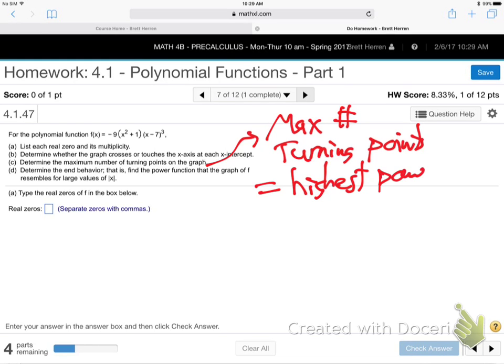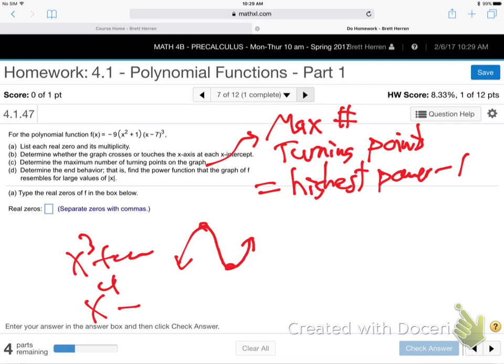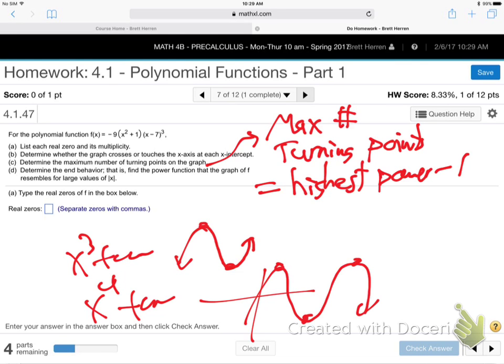Highest power minus 1. So in other words, if you have like ax cubed plus 3x squared minus 7x plus 2 or whatever, some kind of x cubed thing, at most it'll turn twice. Now notice I say at most. It might do less. But at most it'll have 2 turning points. If you have x to the 4th plus blah, blah, blah, then at most it's 3 turning points. So 1 less than the highest power is the max number of turning points.